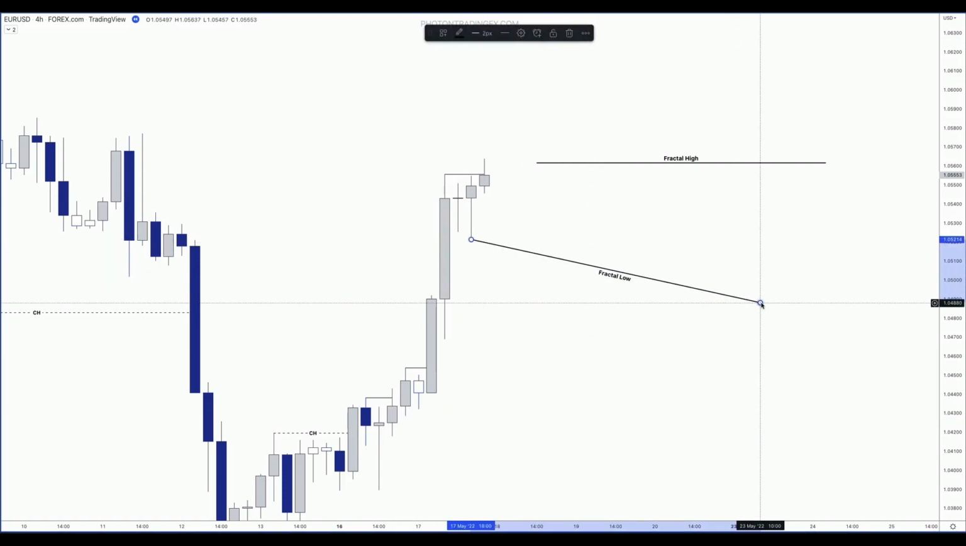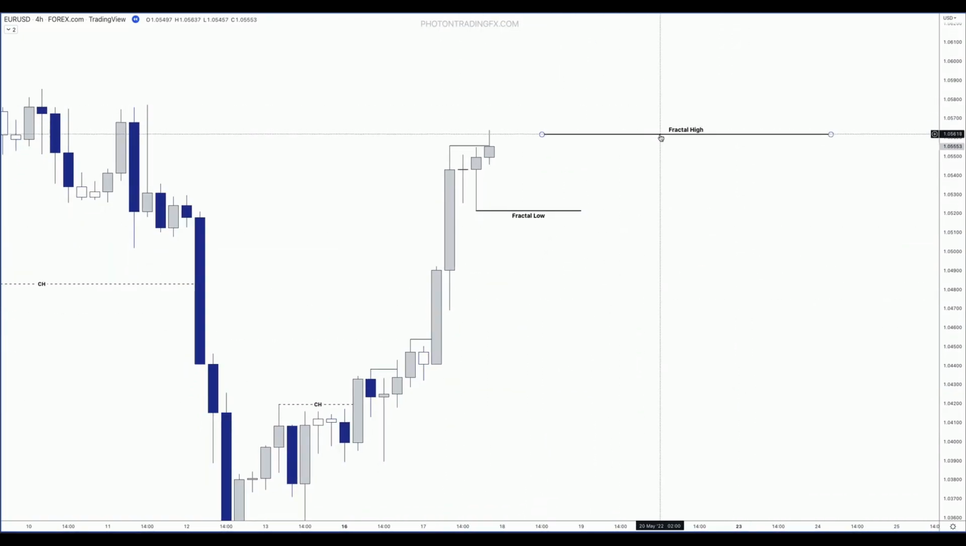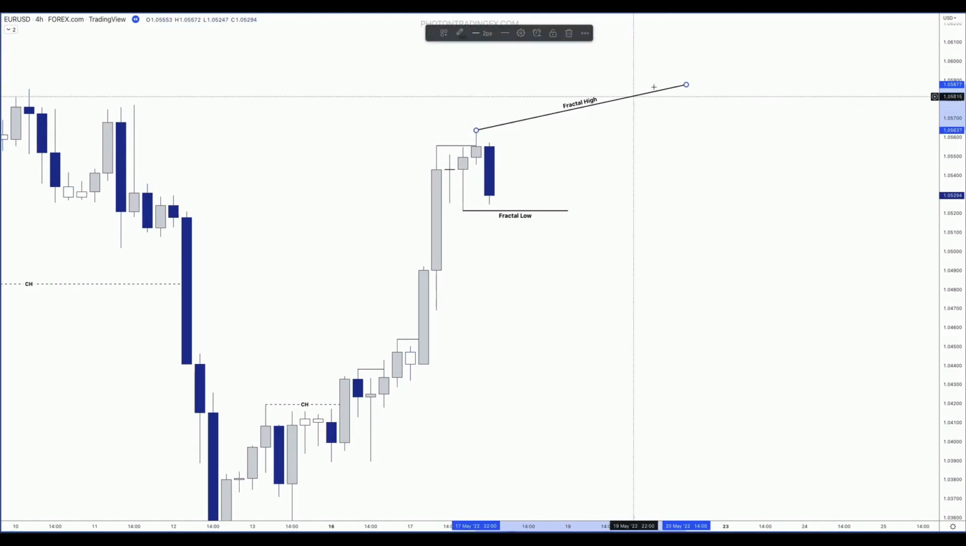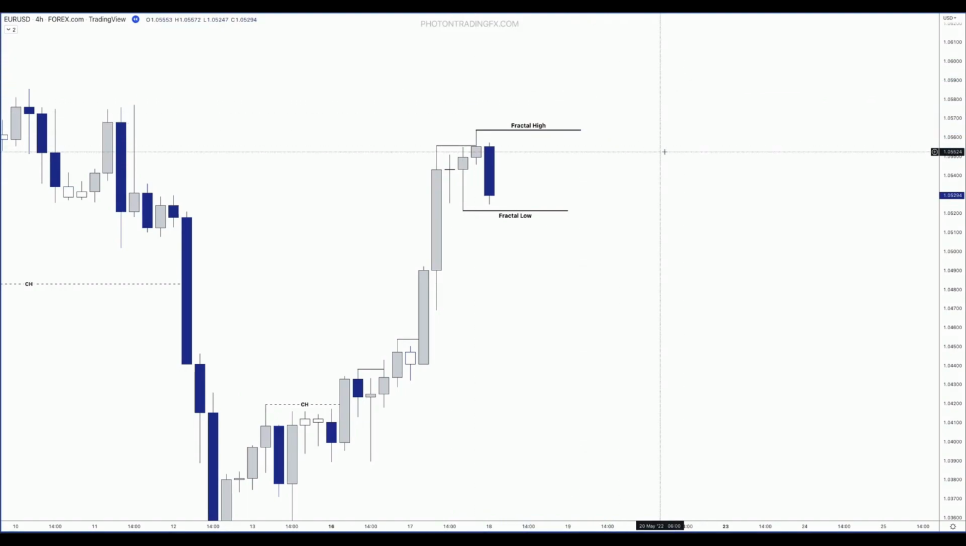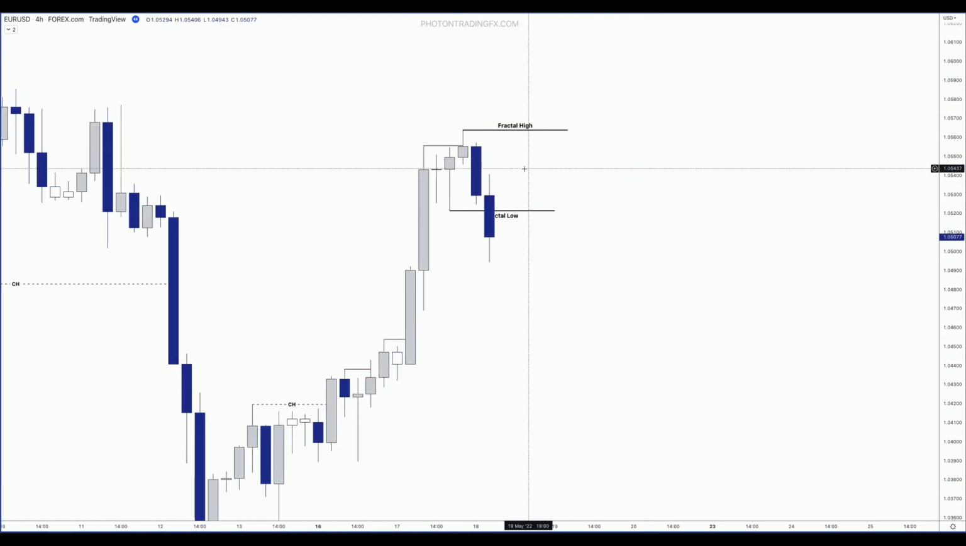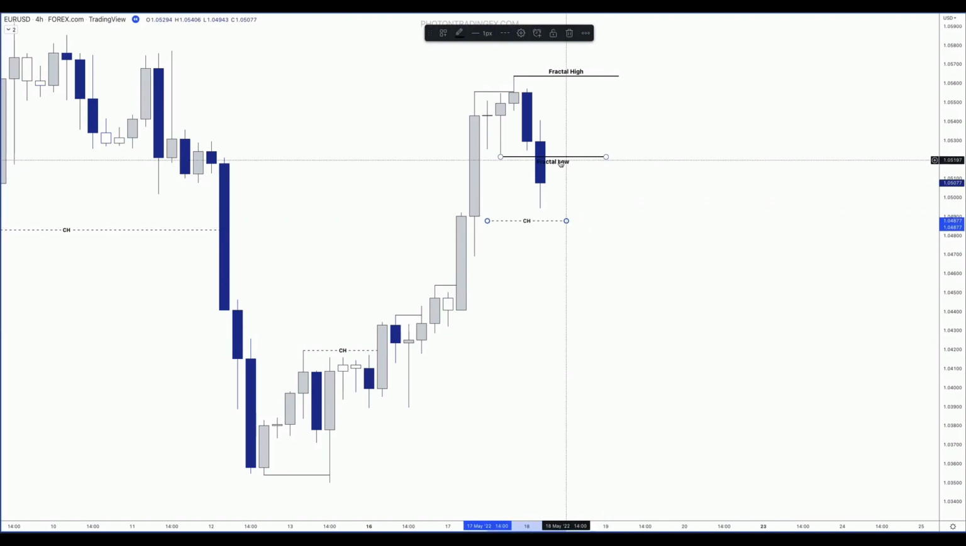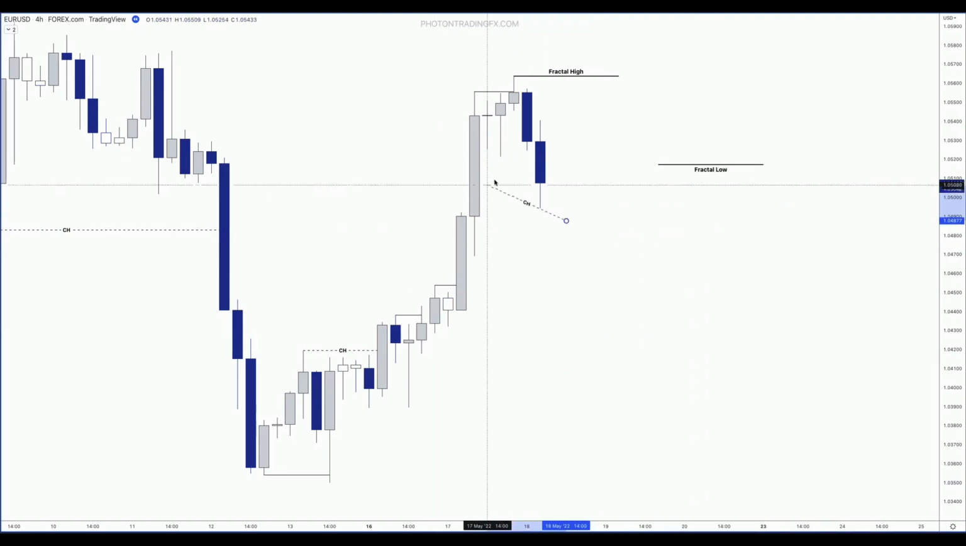Again, we'll just do a few more examples. So now we have a pullback. Now we can define that that's our fractal high because it failed to break the previous candle's high. See what happens next. And then we break structure to the downside, right? We break the fractal structure to the downside. So what is that? That's a change of character, because when the fractal structure changes trend, that's what we call a CHOCH, right? Change of character, okay?